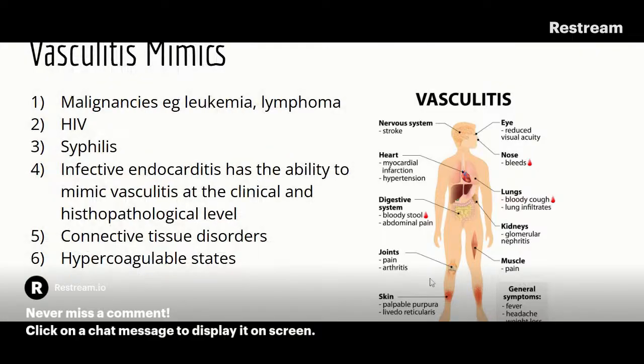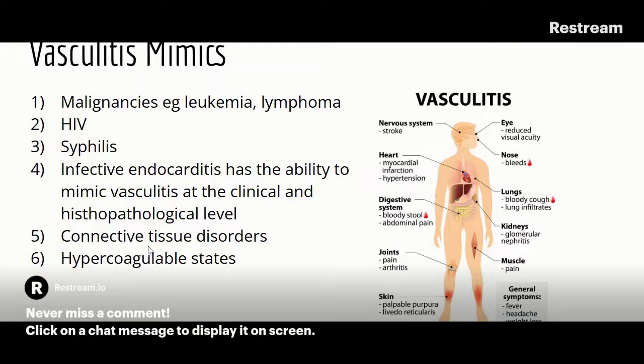So you can have mimics of vasculitis, you can have malignancies. A lot of the classic symptoms that you first see are going to be weight loss, fever, malaise, not feeling right, very non-specific symptoms, right? HIV and syphilis, infective causes, can be a mimic of some of these presenting complaints, depending on what organ is affected and to what extent. Infective endocarditis can mimic vasculitis not only at a clinical level, but at a histopathological level. So it's very hard to differentiate the two, and you have to rule out infective endocarditis for a lot of them.